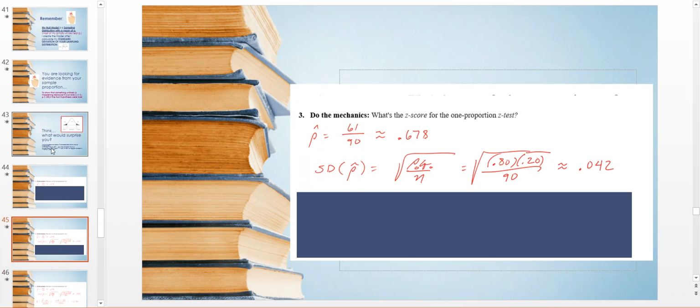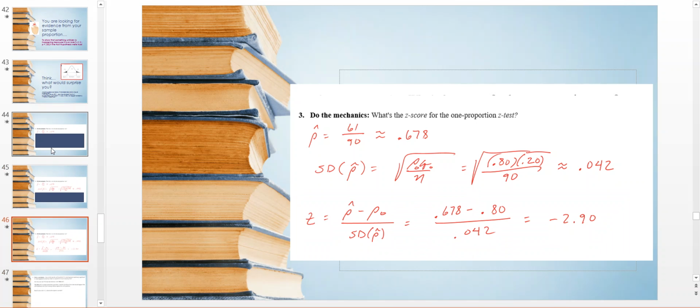So the second thing we do then is using the information from our null model, that p, the population proportion, which they told us was 80%, I'm going to calculate the standard deviation using the population parameter. So it's the square root of 0.80 times 0.20 over the sample size of 90, and it's a little bit more than 4%.